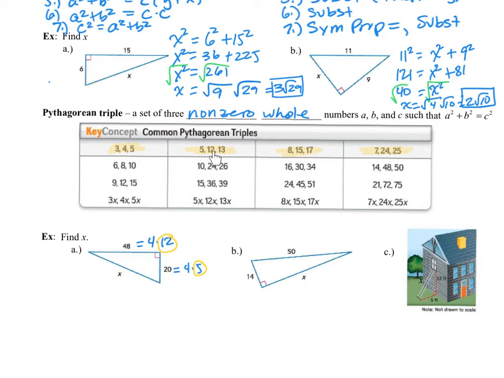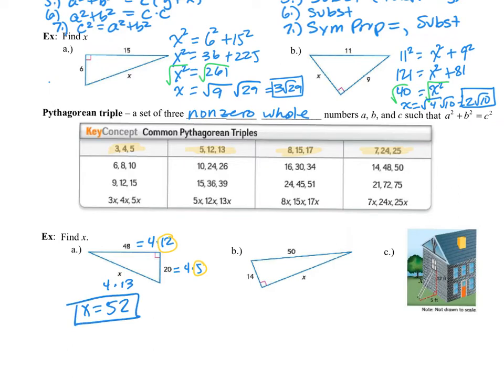This one, 5, 12, 13. So if this leg is 4 times 12 and this leg is 4 times 5, then this hypotenuse must be 4 times 13. So if you can find that hidden Pythagorean triple, all you have to do is just a little bit of arithmetic, and our final answer is x is 52.